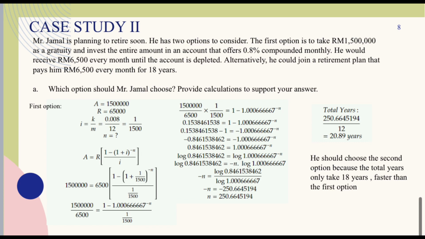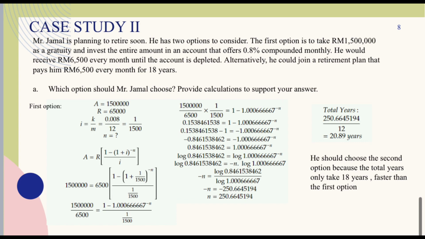And then we can eliminate the negative symbol, and we will be inserting log on both sides. Then we will be bringing down the negative n just like on the screen, and for the n we will be bringing the log 1.000666667 to the left side over log behind.